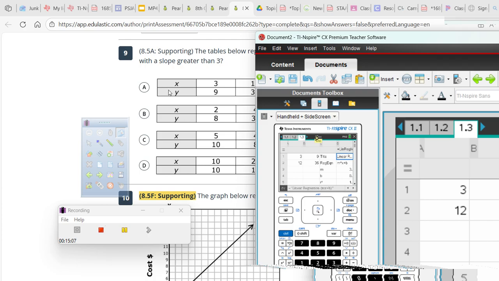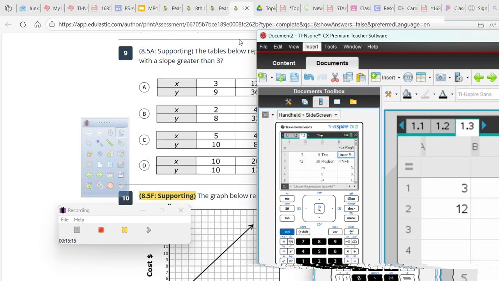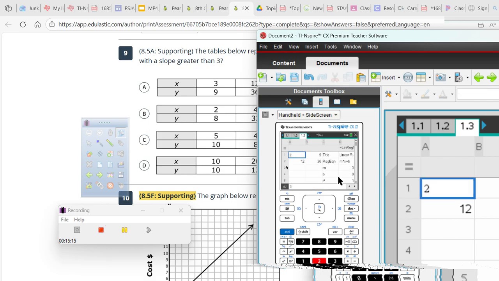So I'm going to start changing the numbers to 2 and 8, and 4 and 32. So let's see. It's not proportional. I can see that the b is equal to something negative, so we don't want that. I'm changing that already. 5 goes with 10.